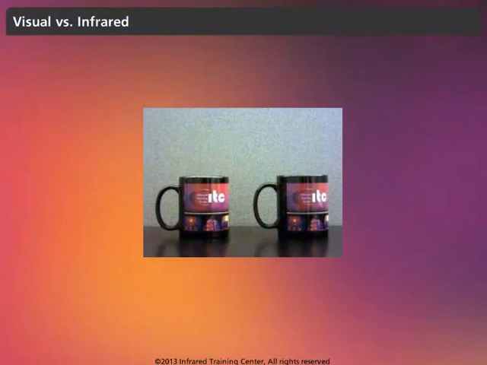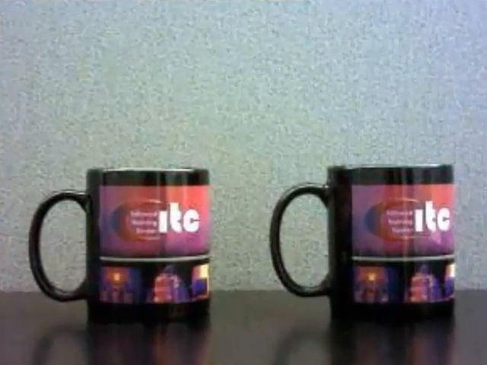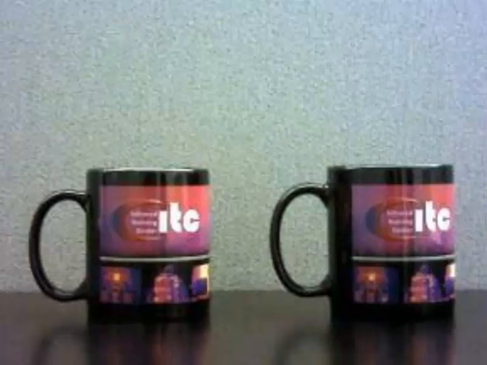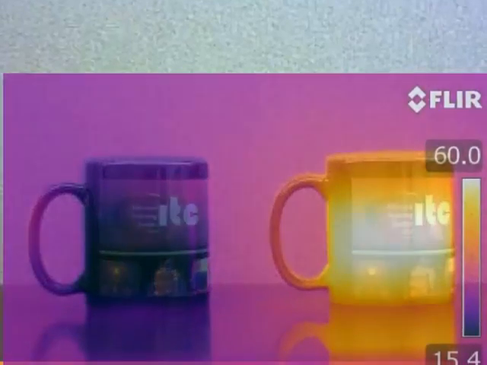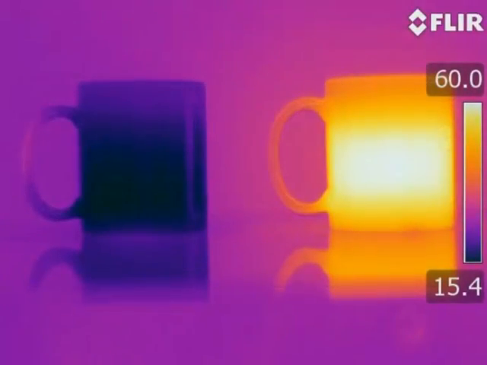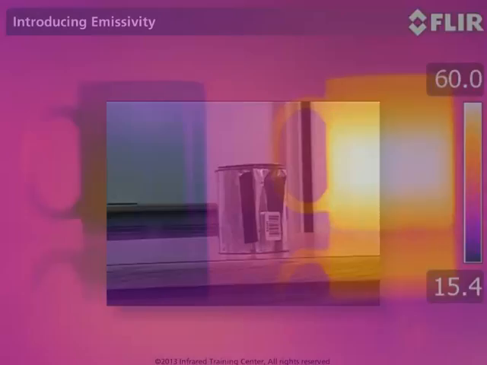Let's take a look at another example of what we see in the visible versus the infrared. The cups are filled with cold and hot water respectively. Note that the color and graphics on the cups makes no difference to the infrared camera, as it senses the heat being radiated from the surface of each cup. The higher the surface temperature, the more heat radiation is being emitted. You can also see the cup's heat signature reflected off the table as well.